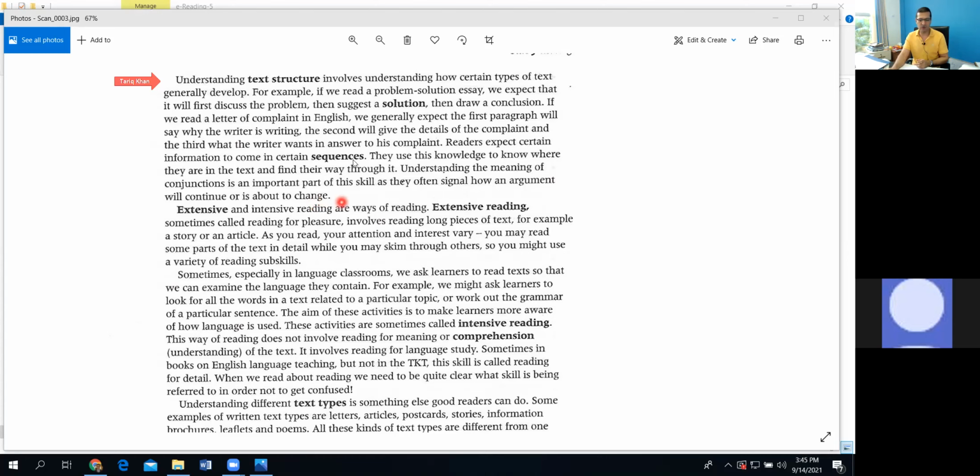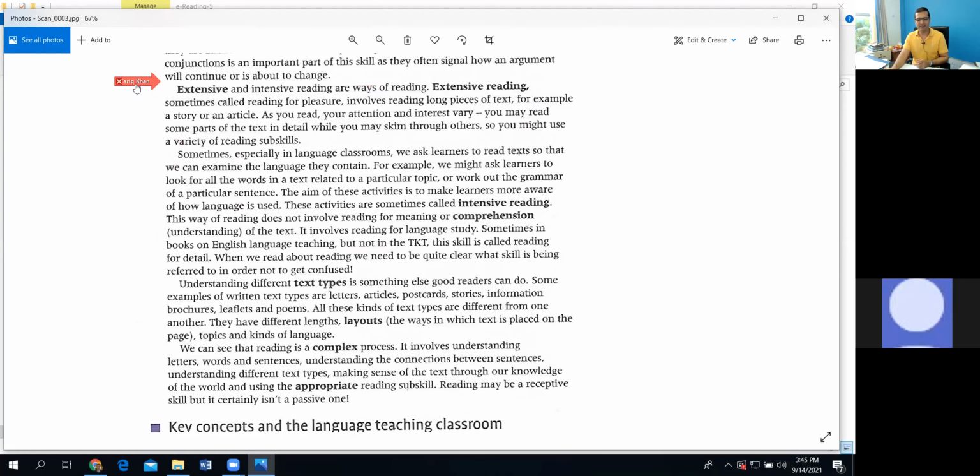Skill is the next one, which is called extensive reading. Now we discussed intensive on the previous page, now it's extensive reading. What is it? Extensive and intensive reading are ways of reading. Both ways we do reading, extensive also, intensive also. Extensive reading is sometimes called reading for pleasure. It involves reading long pieces of text, for example, a story or an article.